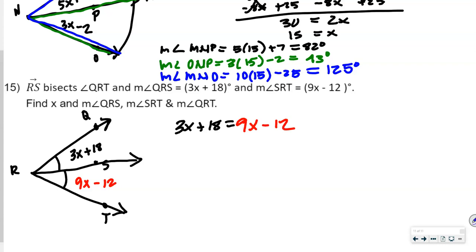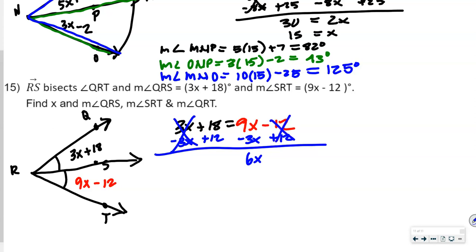So as we work through this problem, I'm going to subtract 3x from both sides. So that's now gone, and we got 6x over here. I'm going to add 12 to both sides, because remember, our goal is always to get all the variables on one side and all the constants on the other, okay? So this is equal to 30. 6 goes into 30 how many times? x equals 5. Yep, so now we got to find our angles, okay?